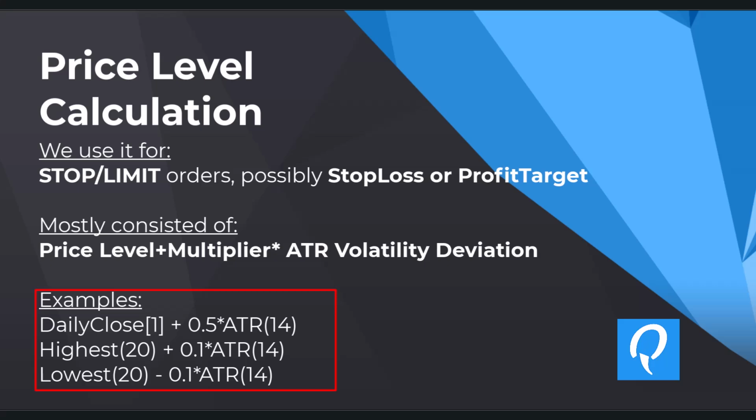Then we have here highest 20 plus 0.1 multiplied by ATR 14. We can use this for breakout, stop order, for long position. And then we have here lowest 20 minus 0.1 multiplied by ATR 14. And that's what we can use for stop order, for short position. Well, and now switch to AlgoWizard.